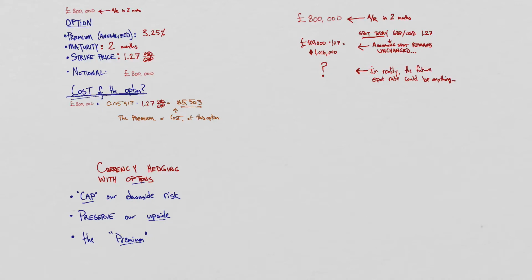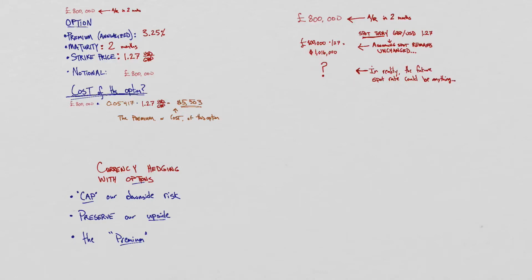So let's say the dollar strengthens. It goes from $1.27 to $1.2. Strengthened because the British pound now buys fewer US dollars. That's a problem for us here because we're getting paid £800,000 in 2 months, and instead of £800,000 being worth $1.016 million in revenue, those pounds are worth $960,000 in revenue. And if we had remained unhedged, we would have lost the equivalent of $56,000 in revenue as a result.